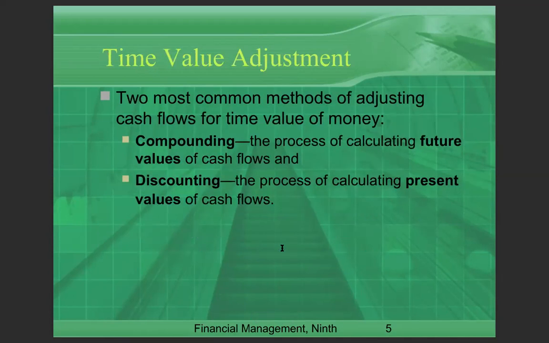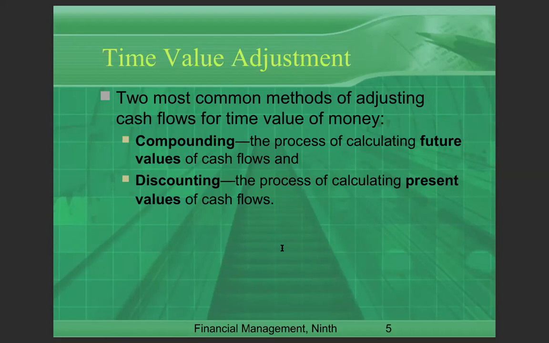And this rate is used to adjust the time value of money, whether it is compounding or discounting. Two most common methods of adjusting cash flows for time value. Compounding. What is this? It's a process of calculating the future values of the cash flows.